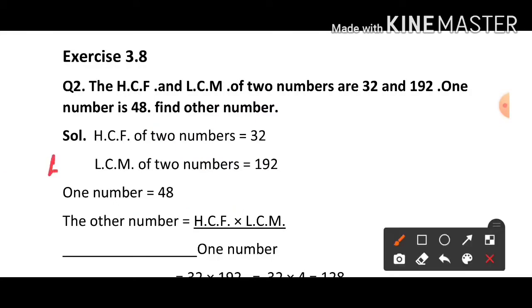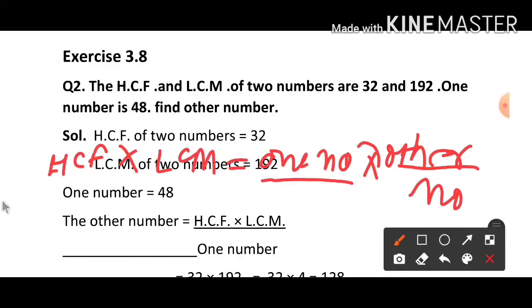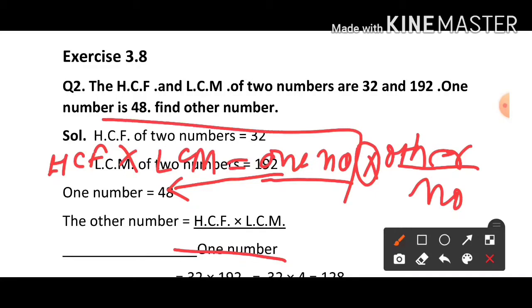You can write this from here. We know that HCF into LCM is equal to the product of two numbers, or you can write one number into other number. So here we have to find the value of the other number. One number is given in multiplication with the other number, so if we take it to the left hand side, it will be changed into divide. So using one formula only we can find the HCF value, LCM value, one number and other number. So using this we derived that the other number is equal to HCF into LCM upon one number.